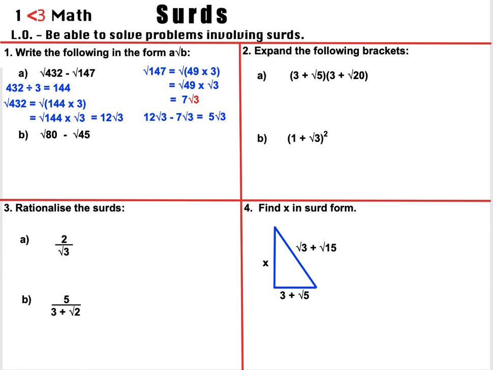Now looking at part B, we've got root 80 minus root 45. Again, I go through my square numbers to find a factor of root 80, a factor of 80. The biggest square number that's a factor of 80 is 16. The biggest square number that is a factor of 45 is 9.